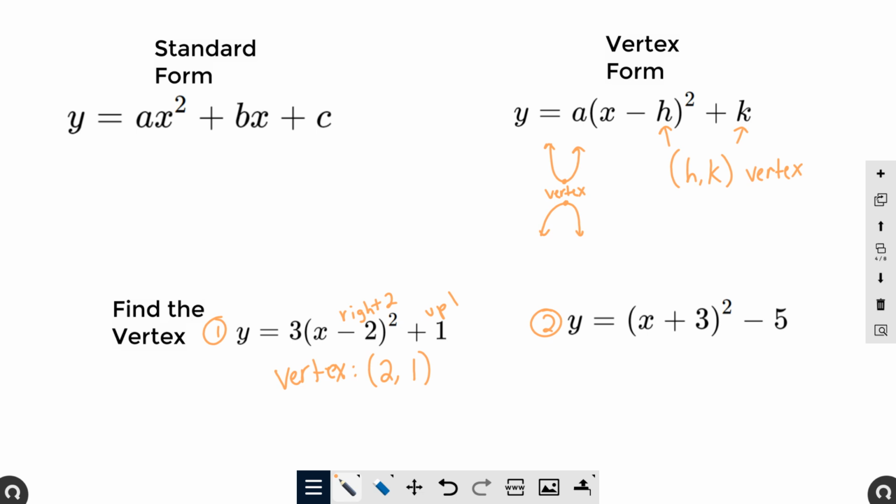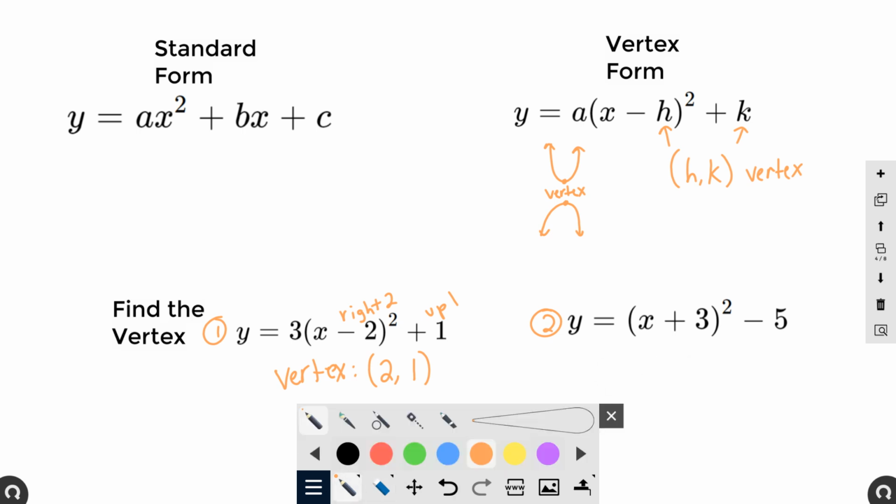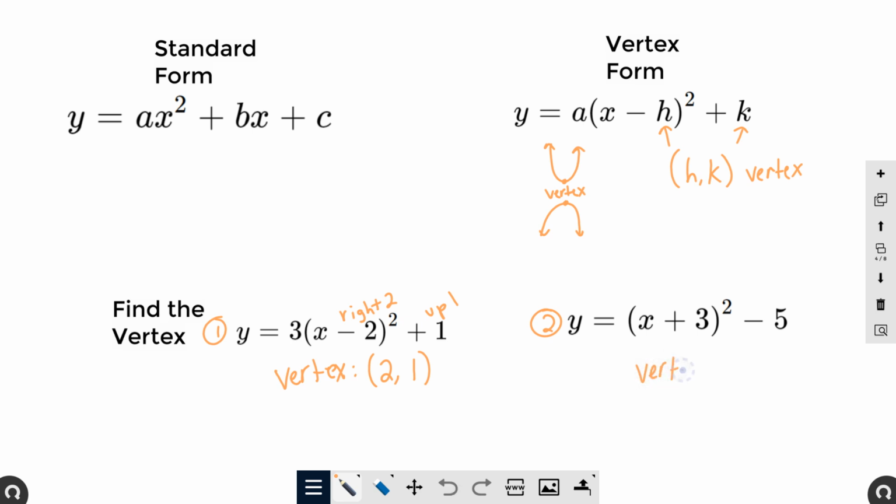What would be the vertex of this one? Negative 3 and negative 5, because it's going to be opposite, because it moves the opposite direction. This is going to move left 3, and then this will make it move down 5. So that's how you want to think about it when you're trying to figure out what the vertex is. It's the opposite of what's in the parentheses, but the same as what it is on the outside.